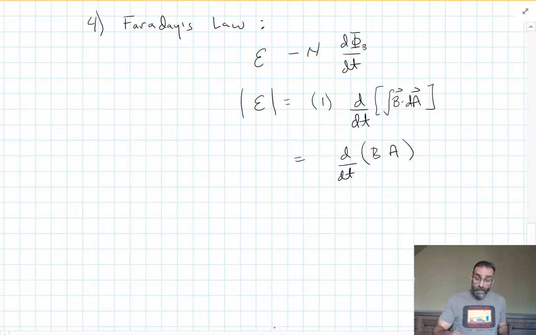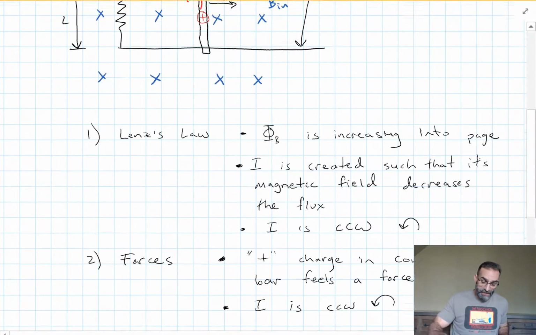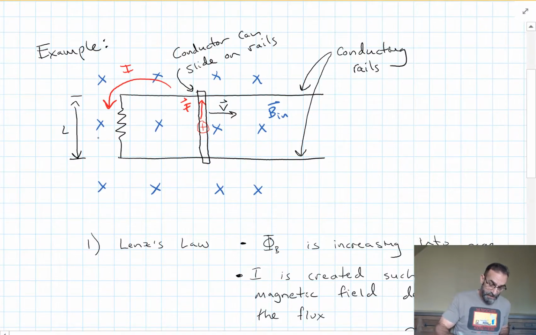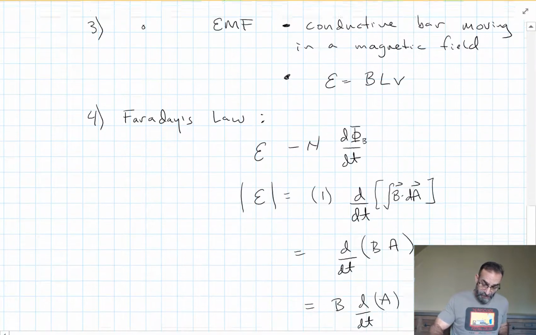Now I ask myself, what's changing in time? Is the magnetic field changing in time? No, it's constant in time also. It comes out. So now I know the area of my loop is changing in time. Well, what is the area of the loop? The area of the loop is this length multiplied by this other distance here. I'll call that W, length and width. The area is equal to L times W. Let's plug that in.